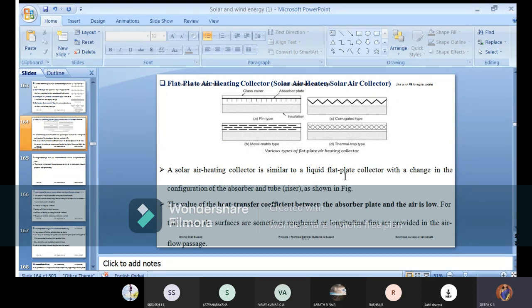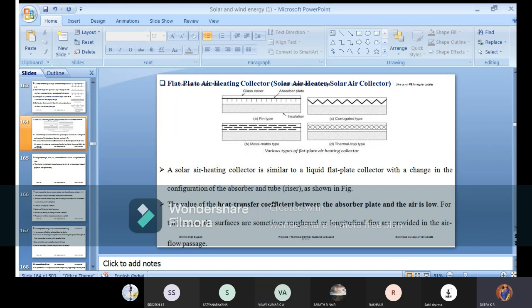So the collector comes with a change in the configuration of the absorber and the tube. Here only the configuration changes, because earlier you were using water or ethanol, and in its place you are using air. The value of the heat transfer coefficient between the absorber plate and the air is low.